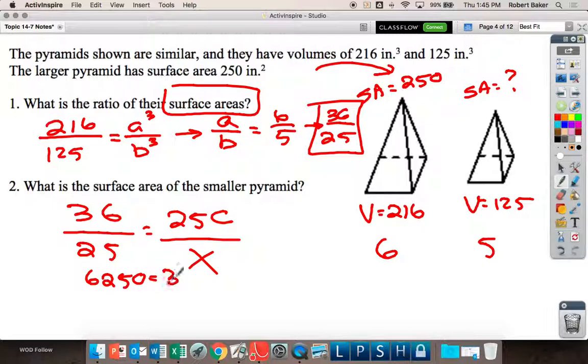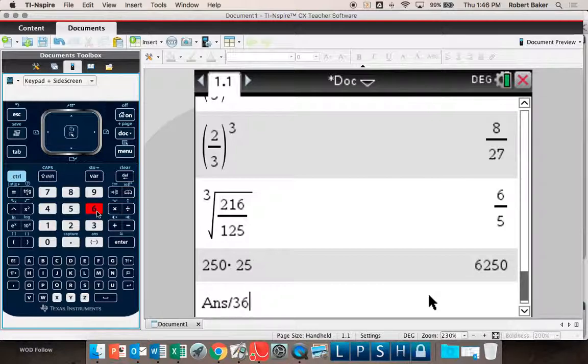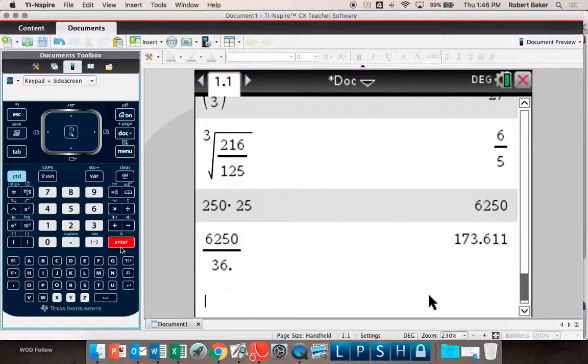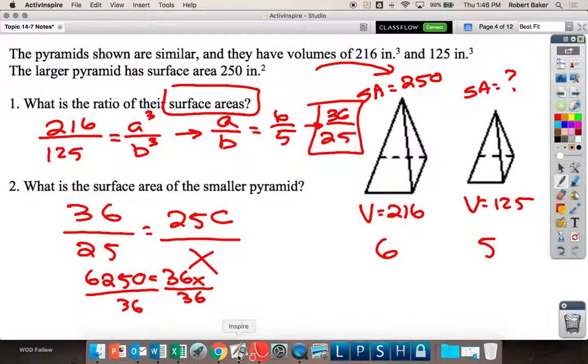36 times x. To get x by itself, you divide both sides by 36. So I'll take this number, 6,250, and divide it by 36. You get 173-ish. So the surface area of the small shape is 173. Holy Moses, that's a lot of mathematics. So that is everything that you're expected to do, all in one problem.